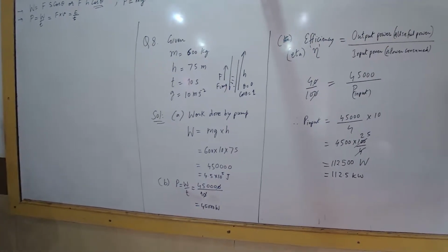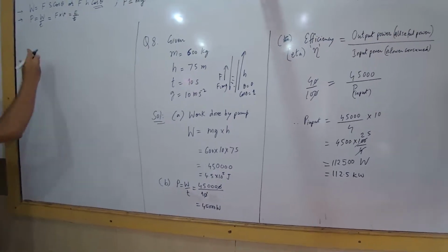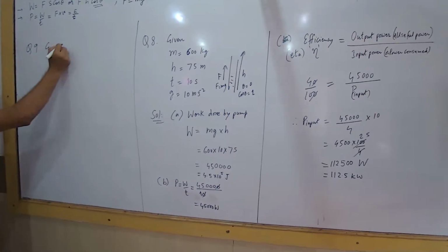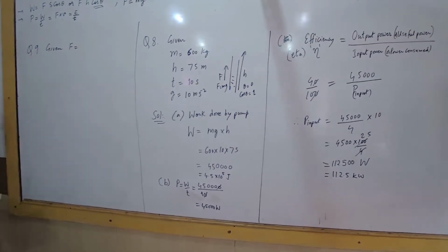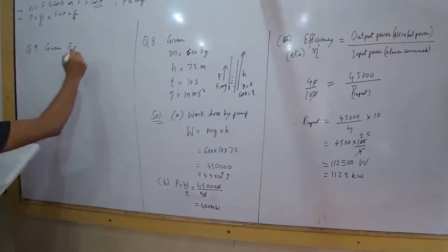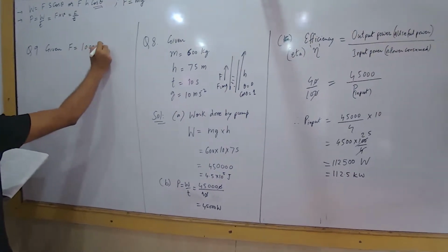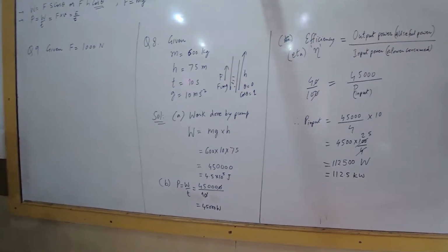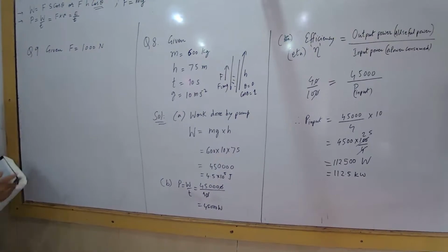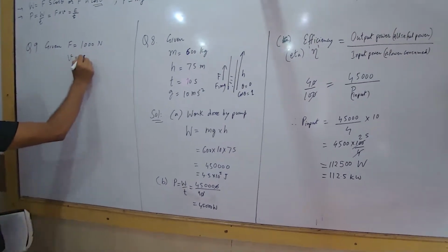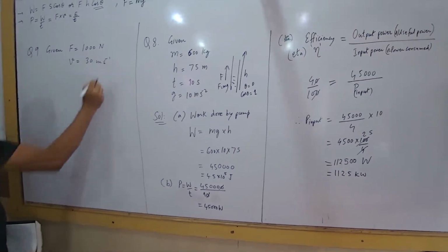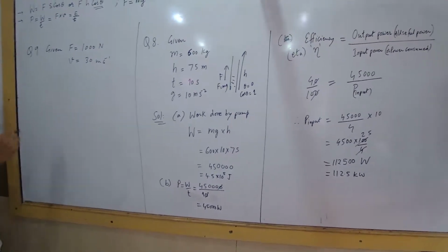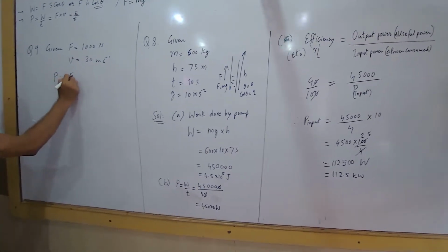An ox can apply a maximum force. What is the given data? Tell me. F is equal to how much in question 9? 1000 Newton. Okay. What else is given? It is taking part in a cart race, so it is on a horizontal surface. It is able to pull the cart at a constant speed of 30 meters per second. Calculate the power developed by it. So P is equal to F into V.